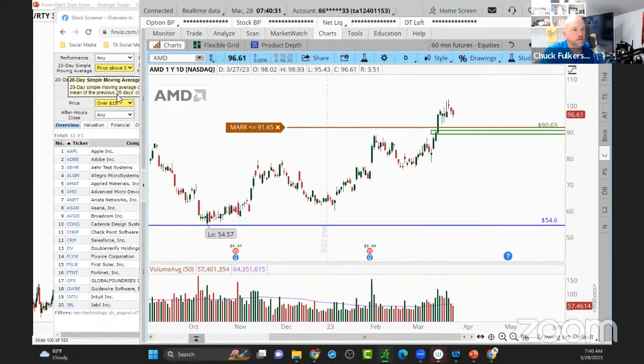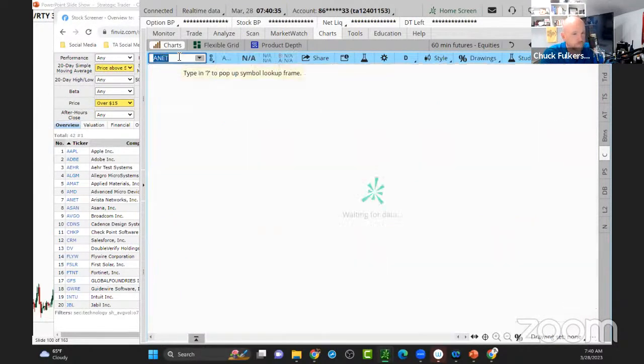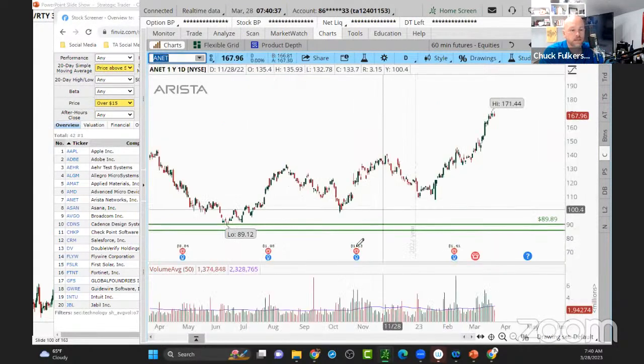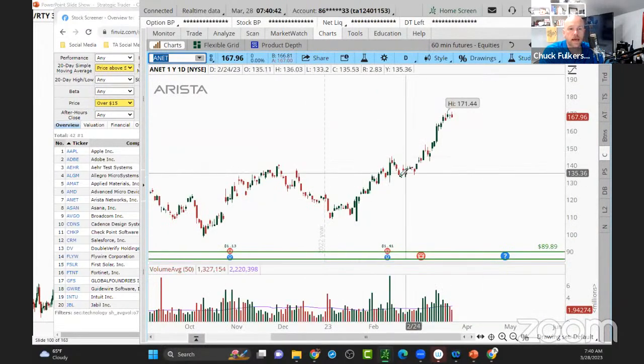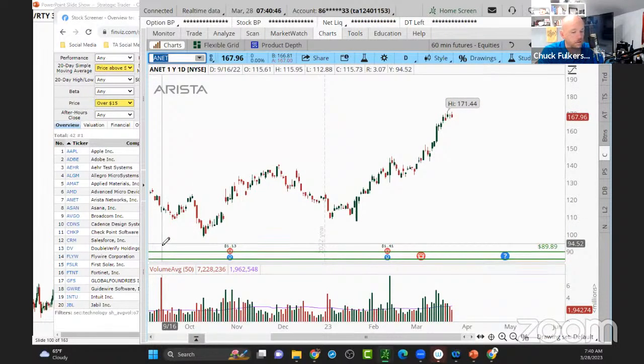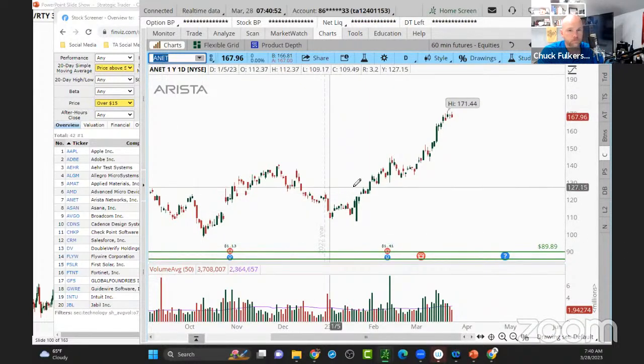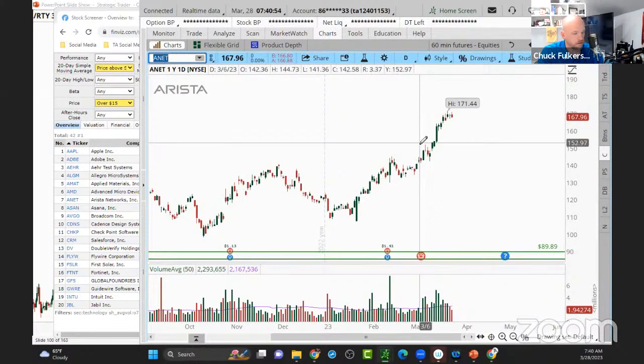Let's see, what else do we have over here? Arista Networks. So this one, now when I look at this, what price pattern does this look like? For those of you that are familiar with price patterns and identifying potential price patterns, what does that look like?